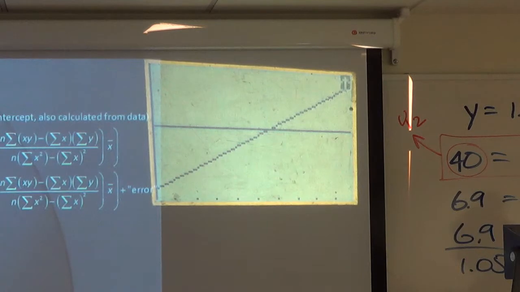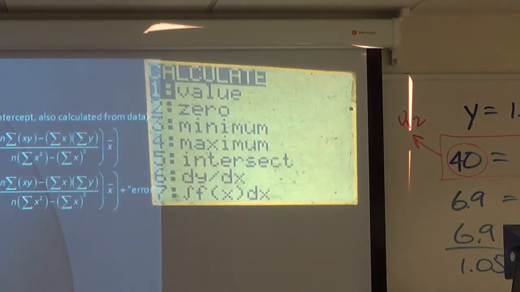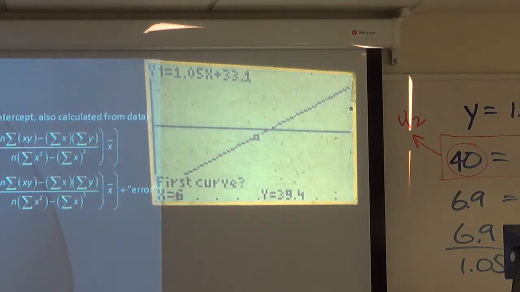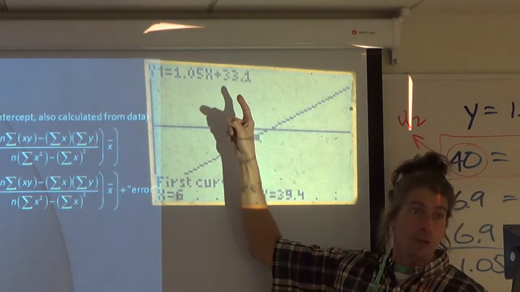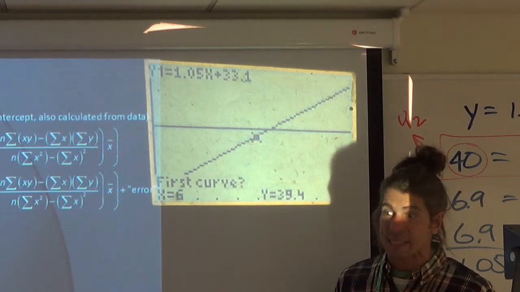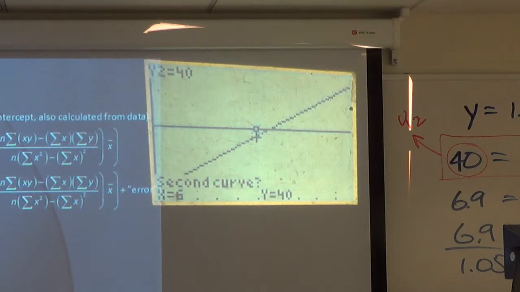Ready? Second trace. Remember the place we got that value command from before? It's exactly the same place that lives. Second trace. Go find the intersect command, which is down there, number 5. And then it asks a couple questions. It says first curve. A curve in mathematics is any graph that the TI is graphing. So when it asks for a curve, it means what should I use? Should I use y1, 1.05x plus 33.1 as your first equation? And yes, you want to, so just press enter. That says yes. Should you use y2, 40 as your second curve?